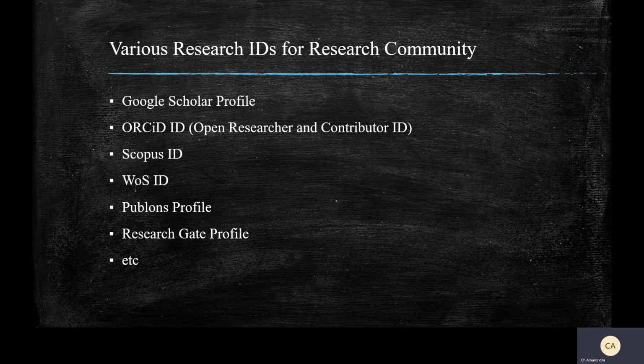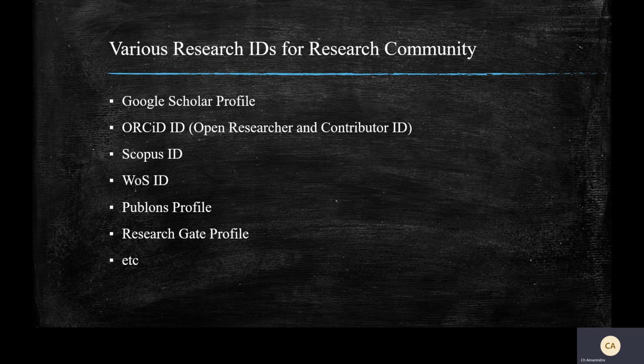Mainly, why do we need to create these IDs? Because with the same name, many people are doing research, so the papers will get mismatched. For the other contributors, we need to identify the person, and if you want to interact with that person, we need to identify the correct person. That's why uniqueness is very important: who did that particular research?